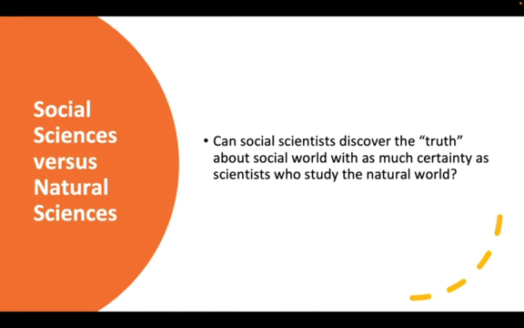Prior to all of that, though, can social scientists discover the truth about the social world with as much certainty as scientists who study the natural world? That is an open question. And of course, it depends upon how you would define the word truth. In much social science research, especially the kind that we will be consuming a lot of this semester, quantitative social science research, we often express the truth as a probability, as in the likelihood of a behavior to take place given the presence of certain independent variables that explain that behavior.